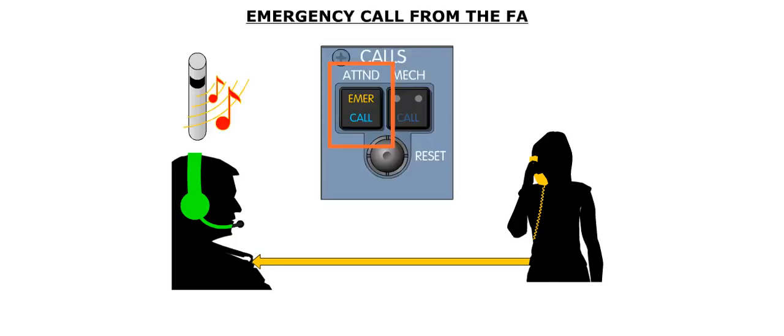When there is an emergency call from the flight attendant to the flight deck, an emergency amber light illuminates on the calls panel. Also, a chime will sound to let the flight deck crew know there is an emergency in the cabin.